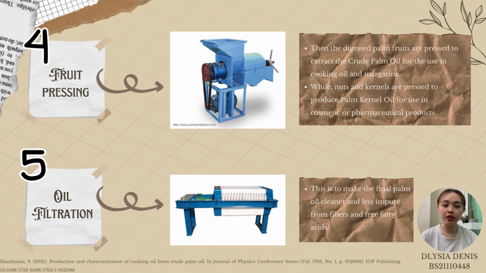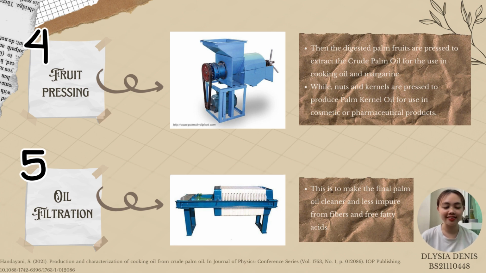The fourth step, fruit pressing, is where the digested palm fruit is pressed to extract the crude palm oil for use in margarine and cooking oil, while nuts and kernels are pressed to produce palm kernel oil for use in cosmetic or pharmaceutical products. The last step, which is oil filtration, is to make the final palm oil cleaner and less impure from fibers and free fatty acids.